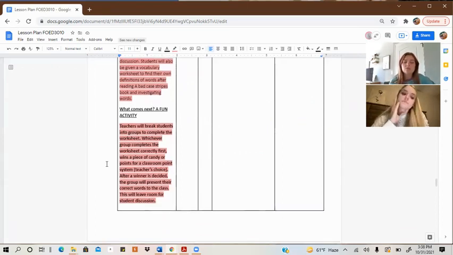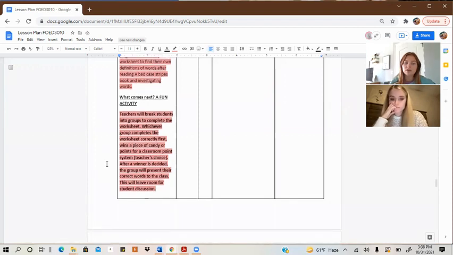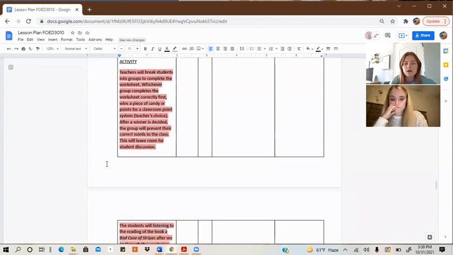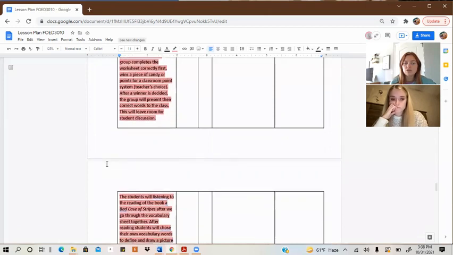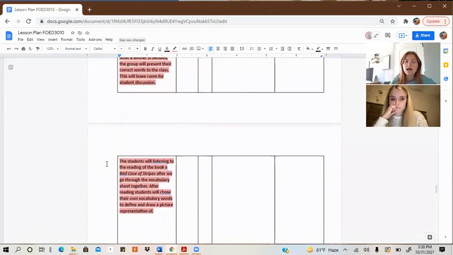We have two smaller activities that fit together. We'll break them into groups to complete the worksheet that they have. Whichever group completes the worksheet correctly first will win a piece of candy and points for the classroom system. After a winner is decided, the group will present their correct words to the class, and this will also leave time for discussion at the end of class.